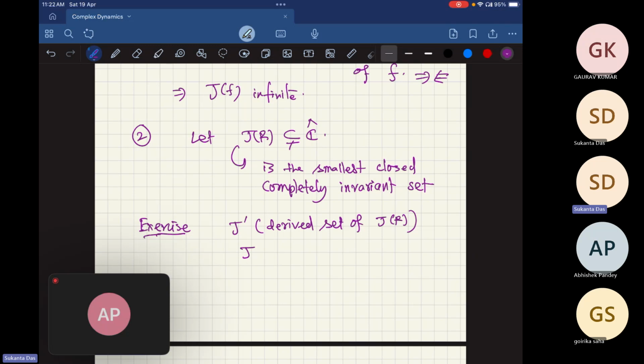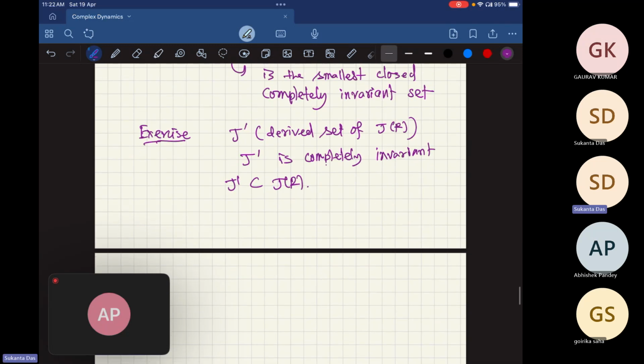Then it will be a good exercise to check whether this J dash is completely invariant or not. It will be completely invariant. And since my J is closed, I can write J dash is a subset of J of R.